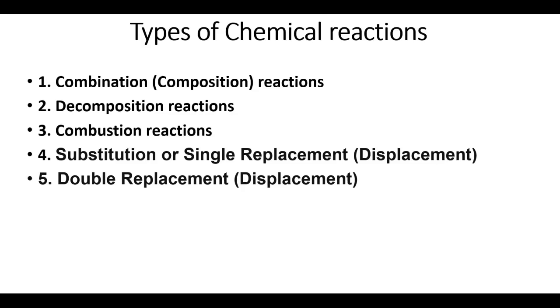Okay, the next part, we're going to speak about types of chemical reactions. So there are five major types of chemical reactions, which are combination or composition reactions, decomposition reactions, combustion reactions, substitution or single replacement, or sometimes it's called displacement reactions, and double replacement or displacement reactions.